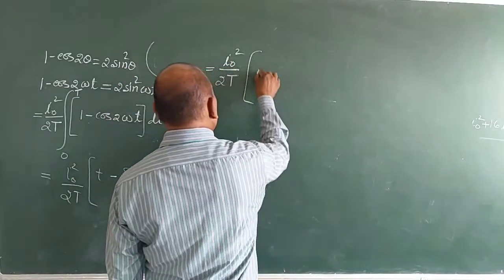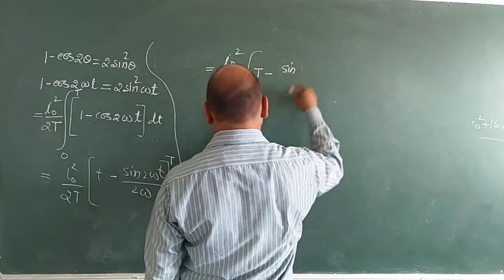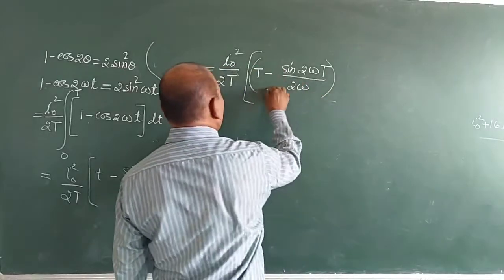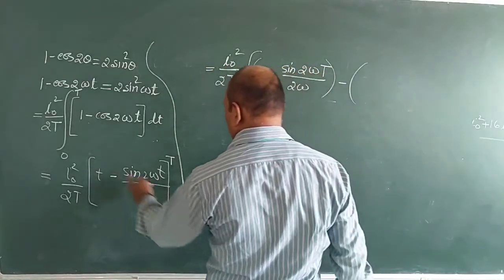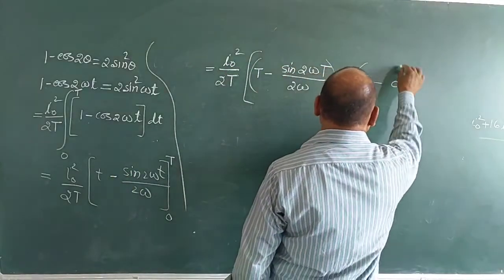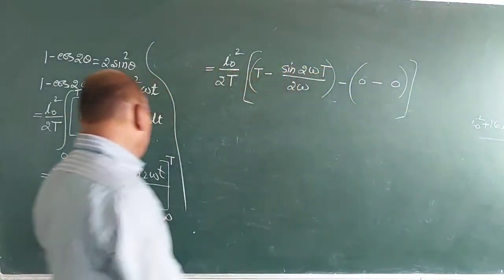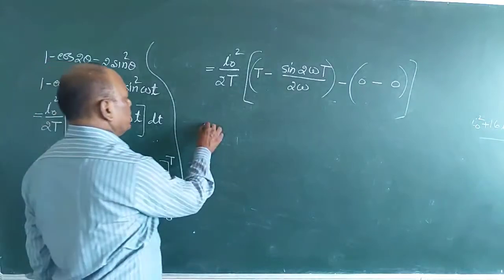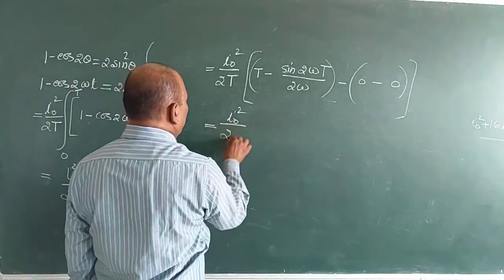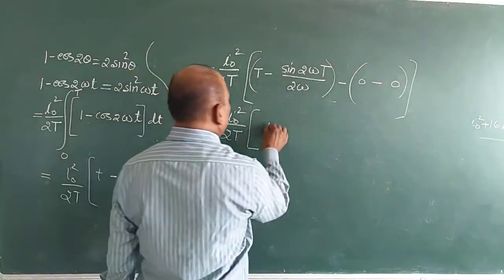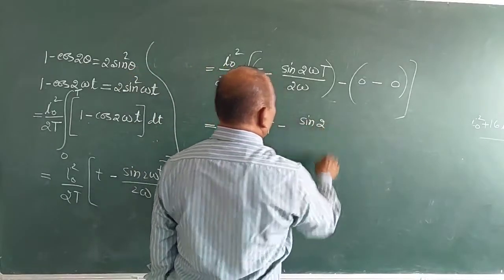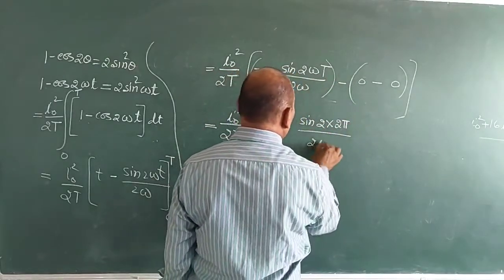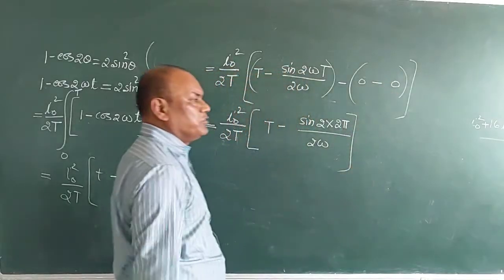So this value will be t minus sin 2 omega t upon 2 omega, minus, putting here 0, this will be 0 minus 0. If we put 0 here, it will be 0, and then sin 0 will be 0. So this becomes I0 square by 2t, here t minus sin 2, in place of omega t, it will be written 2 pi upon 2 omega, this becomes 0.